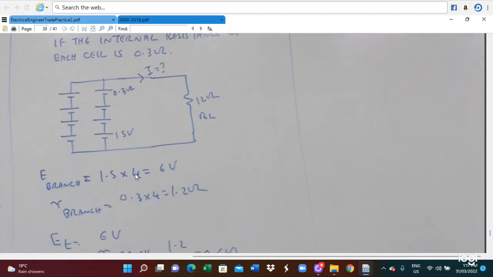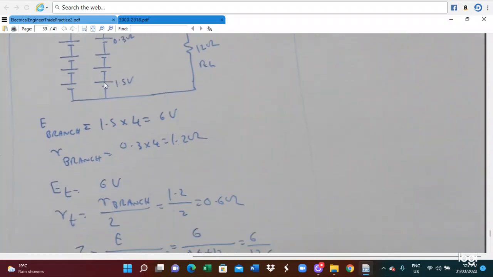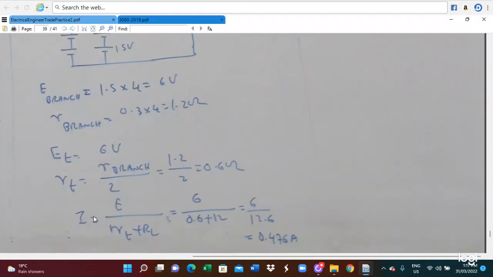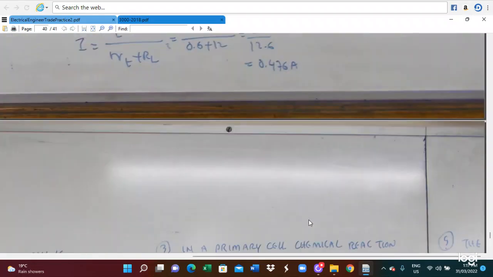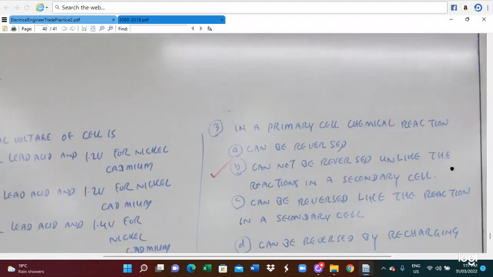The resistance of the branch, connected in series, is 0.3 multiplied by 4, which gives 1.2. But two branches are connected in parallel, so the voltage is 6 volts, and RD is R branch divided by 2, which gives 0.6. So I equals E divided by RD plus RL, which is 6 divided by 0.6 plus 12, giving 0.476 ampere. This is the way we calculated.